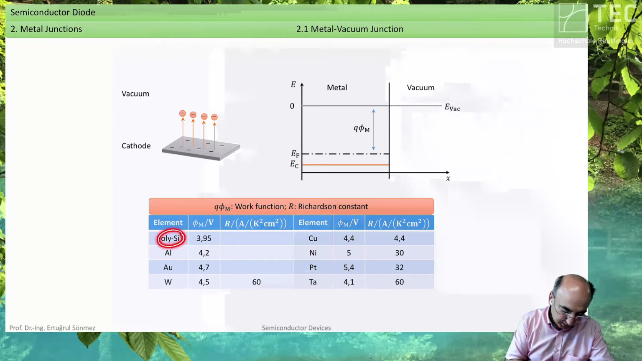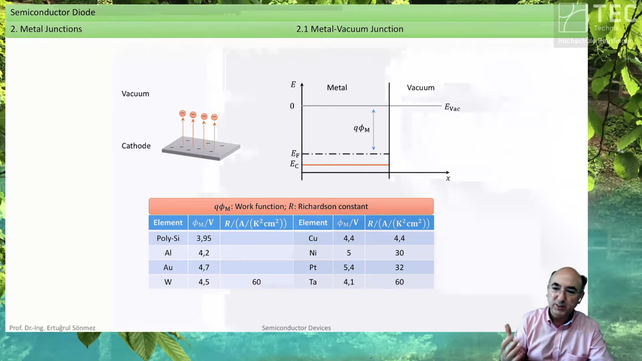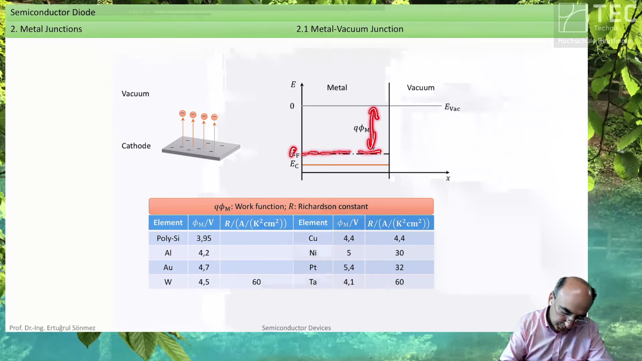Polysilicon is heavily doped silicon, which is not monocrystalline. It is roughly 4. If you have aluminum, 4.2 volts. If you have copper, 4.4. And the highest value in this table is for platinum, 5.4 volts. So this barrier you have to overcome, referenced to the Fermi level, is this value, to the vacuum level.